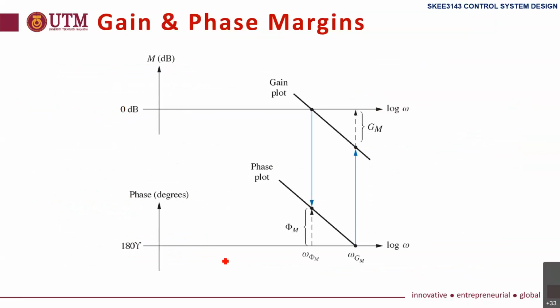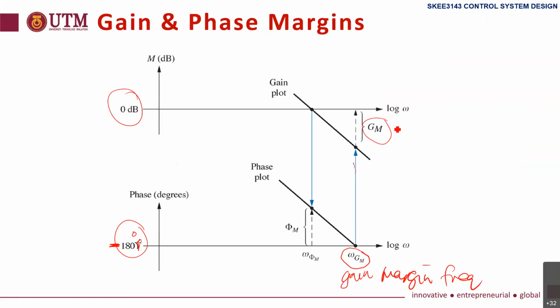Again, our interest is always 0 dB and minus 180 degrees for the phase. Sorry, this one should be minus 180 degrees. This frequency is called omega GM, the gain margin frequency. And when we look into the gain, this value is called the gain margin.